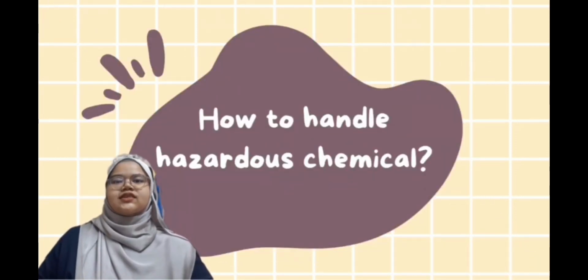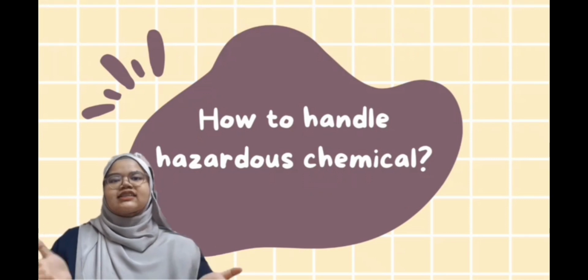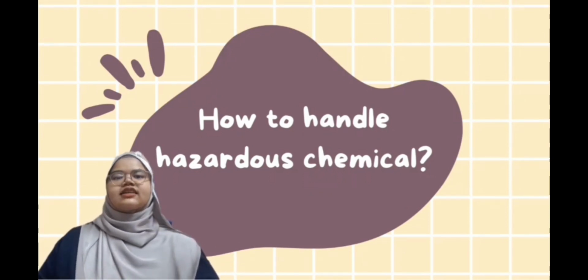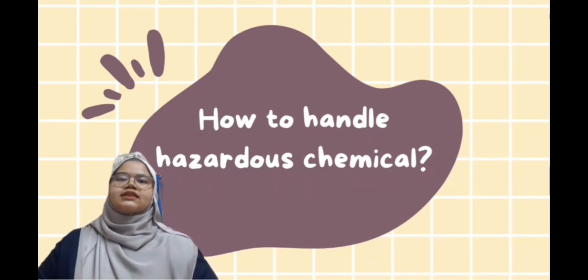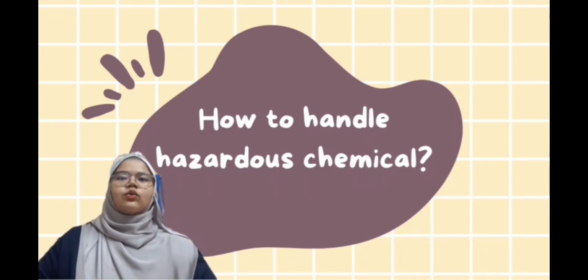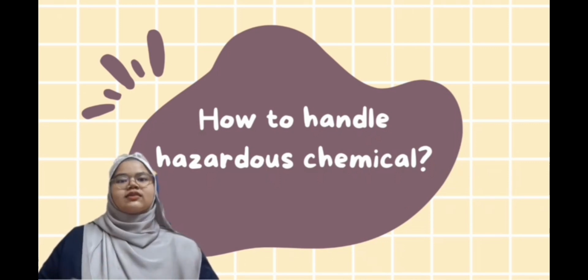Now, we move on to the next part on how to handle hazardous chemicals. In general, use the appropriate safety and personal protective equipment to minimize all routes of potential exposure. Next, identify and label all materials and work areas where hazardous materials are used.